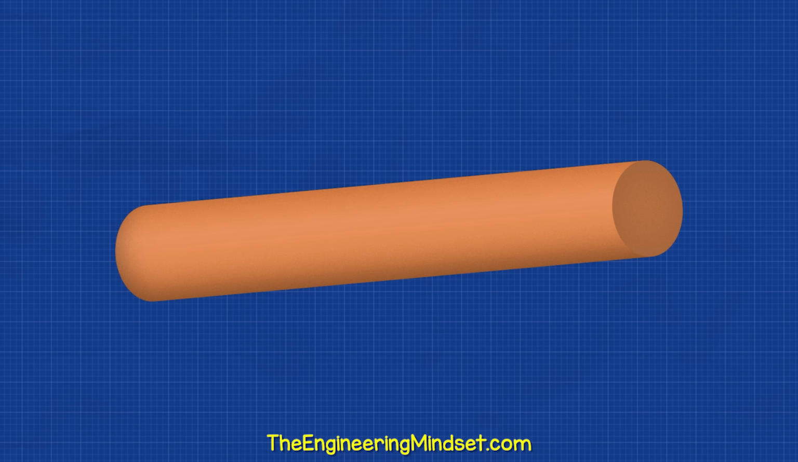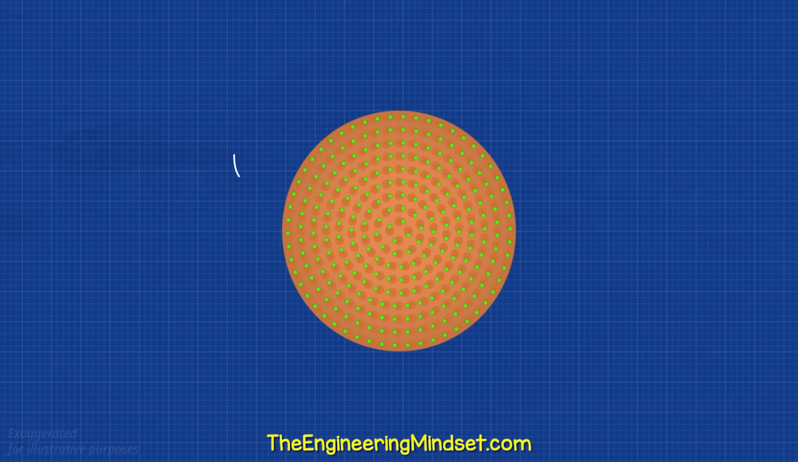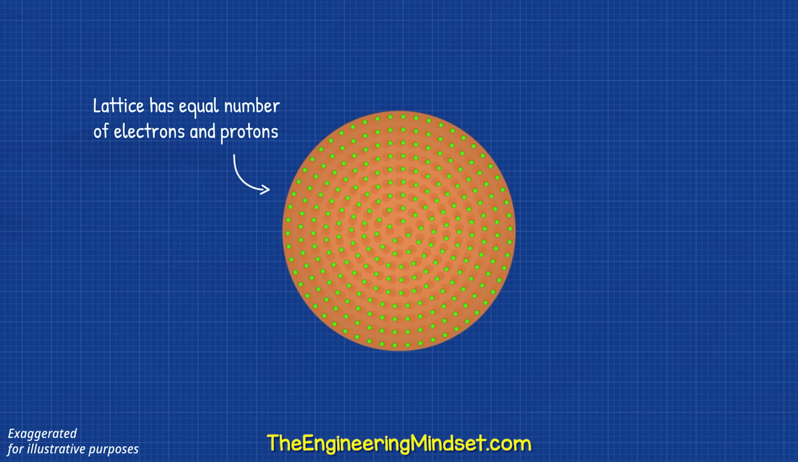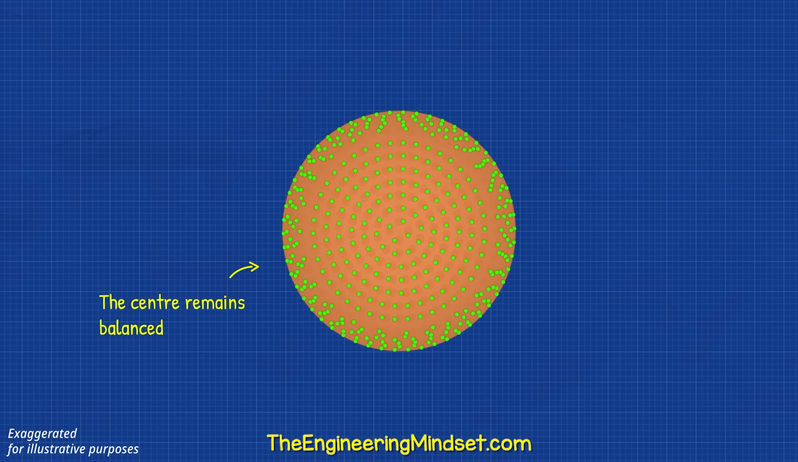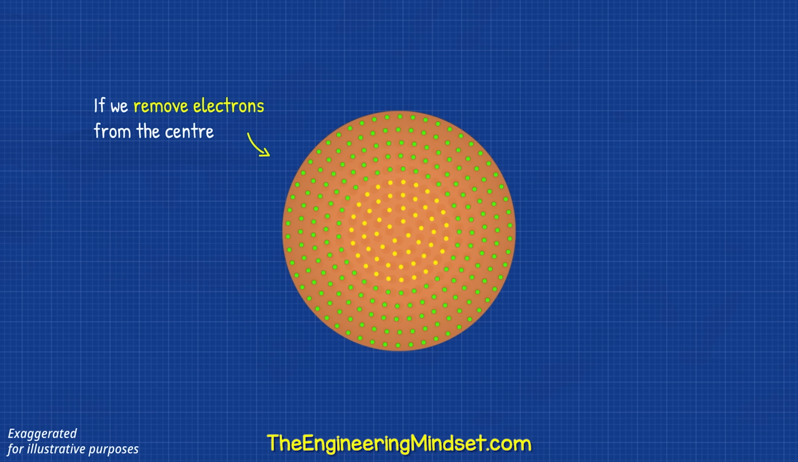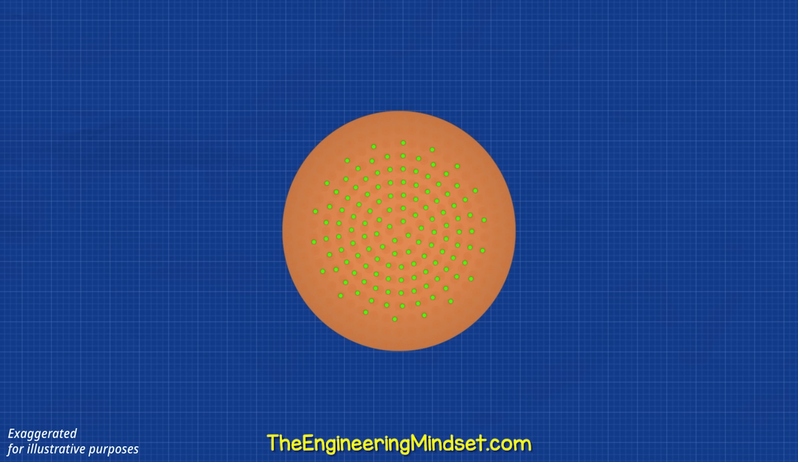Imagine we took a disk of copper. The protons and mobile electrons are balanced, but if we added some electrons to the center, they repel the other electrons away, and they can only go as far as the surface. The charge at the center remains balanced, so the excess charge must accumulate at the surface. If we remove some electrons from the center, the remaining electrons have more space, and they expose some of the positive charge of the protons. This effectively gives us a positively charged ring.